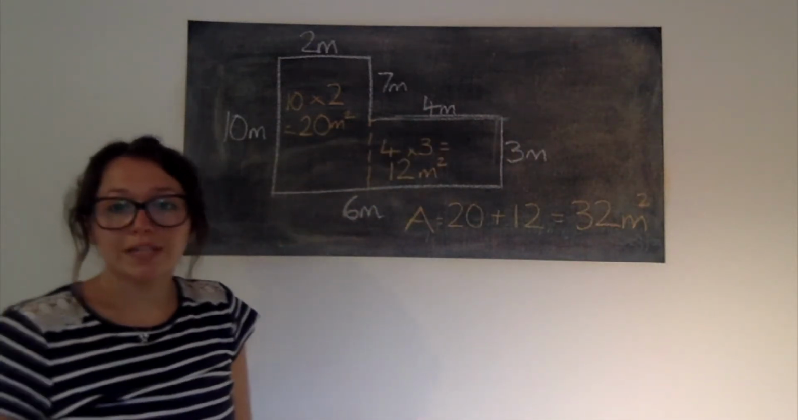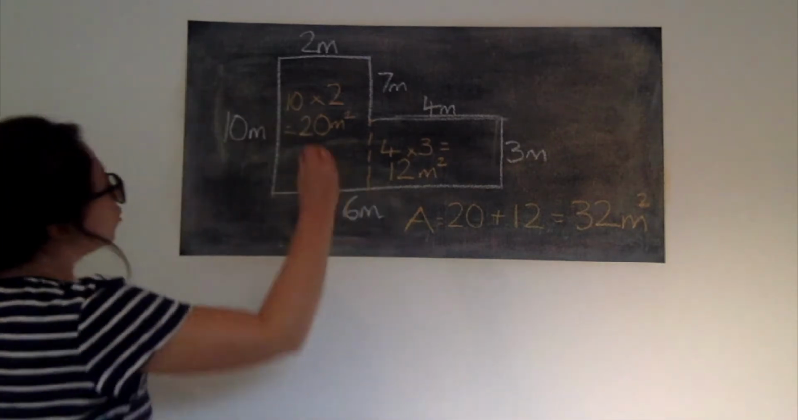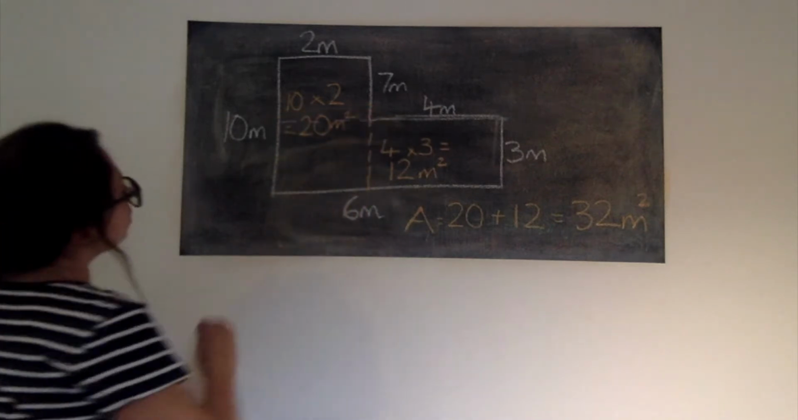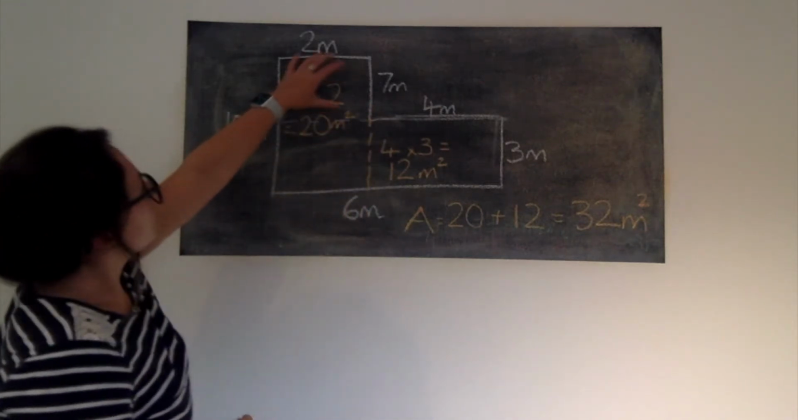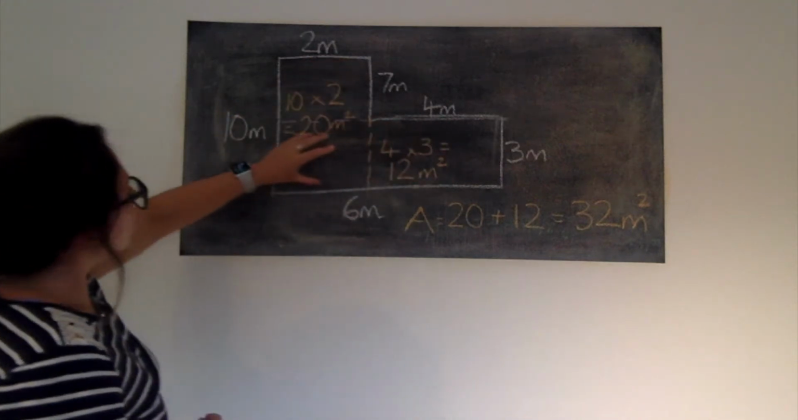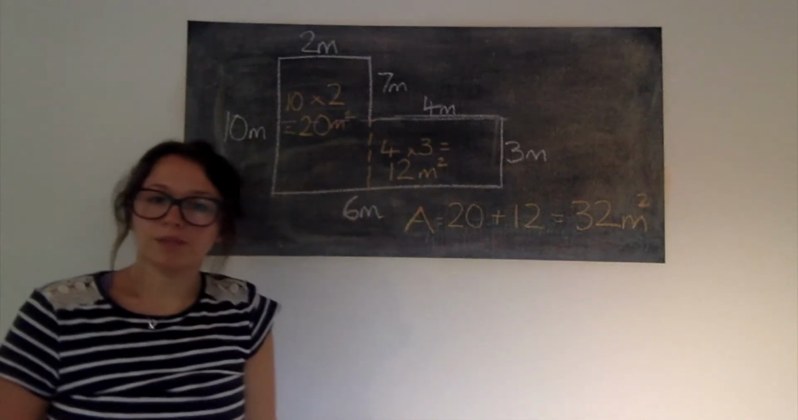Now you might have done it in a different way, and that's absolutely fine. So you might have split your shape across here. Okay, so you might have worked out this part here by doing 2 times by 7, that's fine. And then this rectangle by doing 6 times by 3. You should have got the same answer.